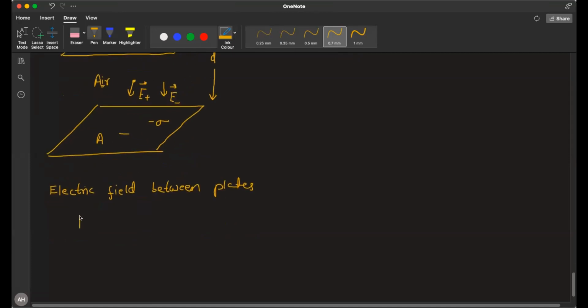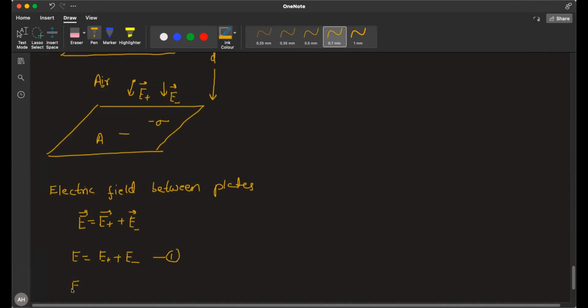So when you calculate the field between the plates, the net field will be the electric field due to the positive charge plus the electric field due to the negative charge. Both the fields are in the same direction. So when you apply the parallelogram law, it reduces to E equals E plus plus E minus. That's my first equation.